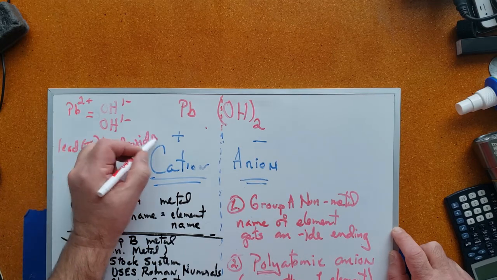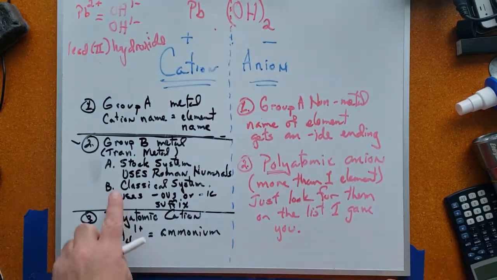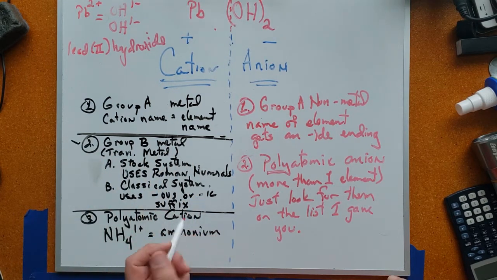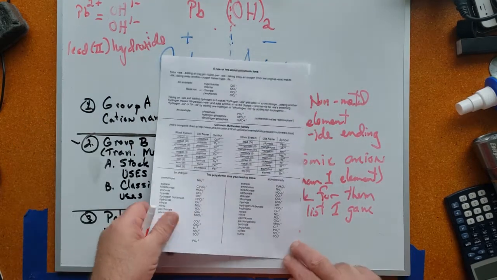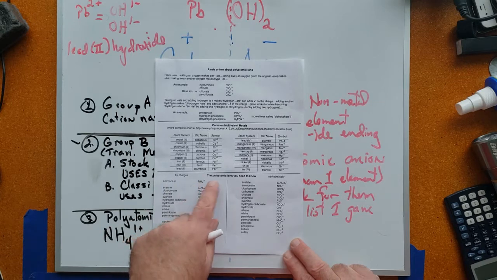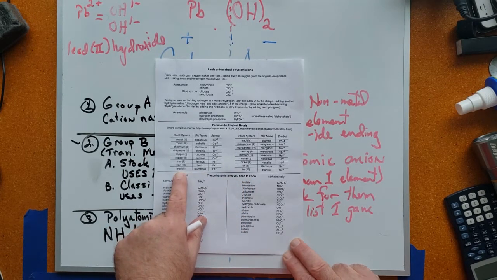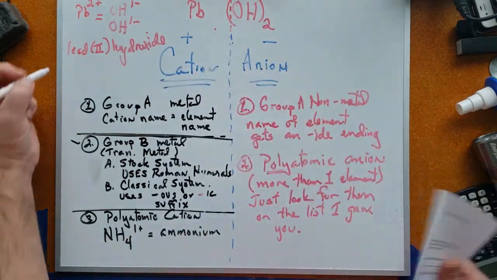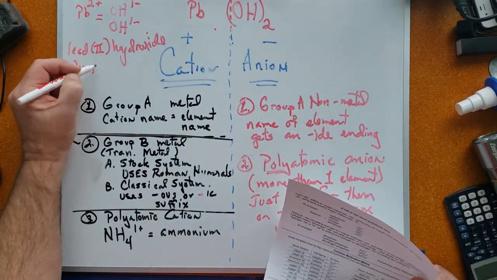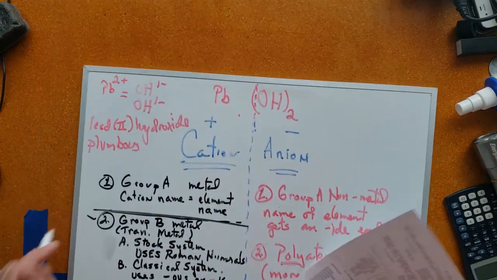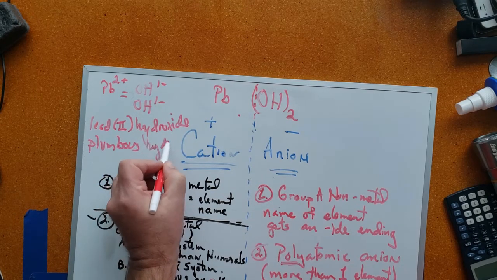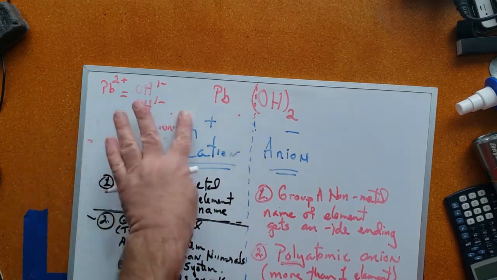All right. Now, if we go back here, the other way we could name these is using a classical system, which means that it's going to contain an ic or an us suffix. And on one of the other ion sheets that I gave you, if you look up the names here, lead 2 is known as plumbus. So another name for lead 2 hydroxide would be plumbus hydroxide. I'm not going to write that out again. All right.